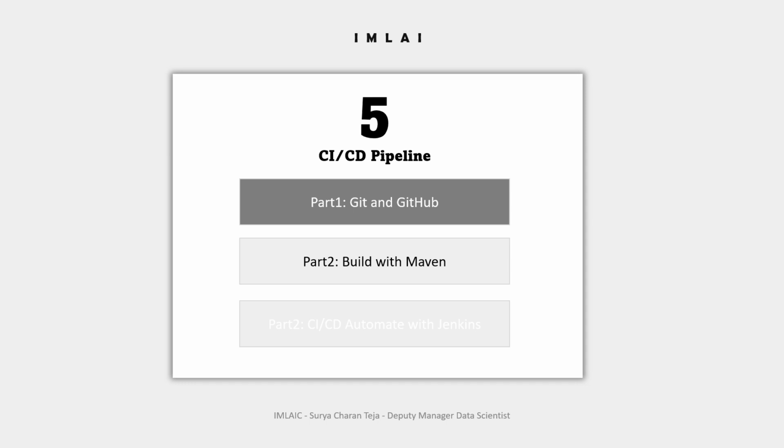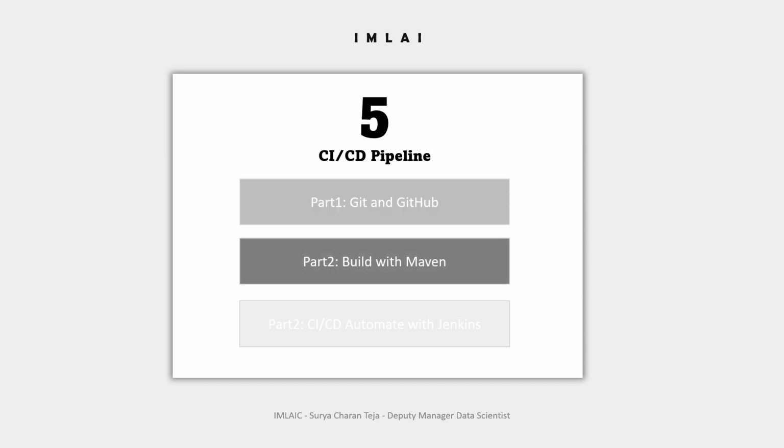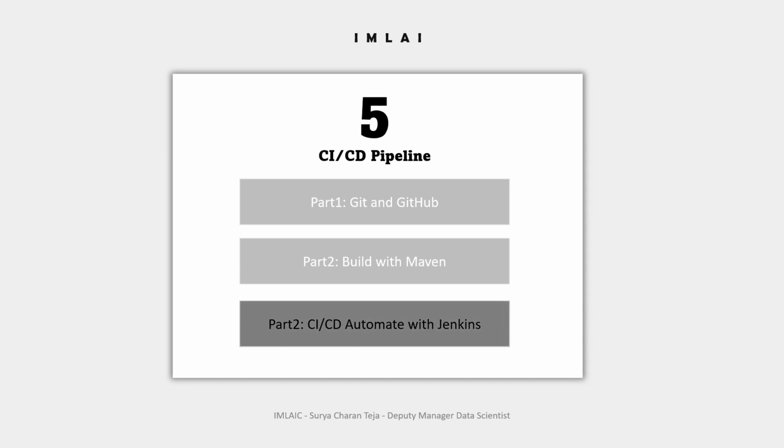Four of our colleagues have worked on one project to make it much simpler. I have demonstrated practically how four or five colleagues, if they work in the same project, coordinate and collaborate using Git and GitHub. Then part two is build with Maven, and after that we have automation with Jenkins.